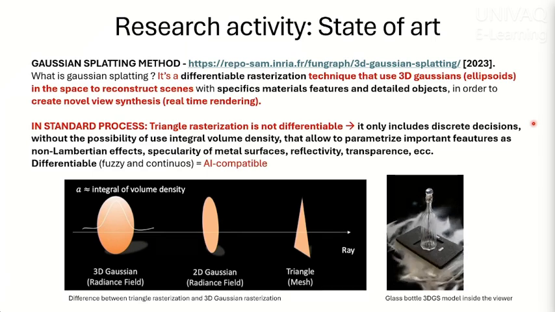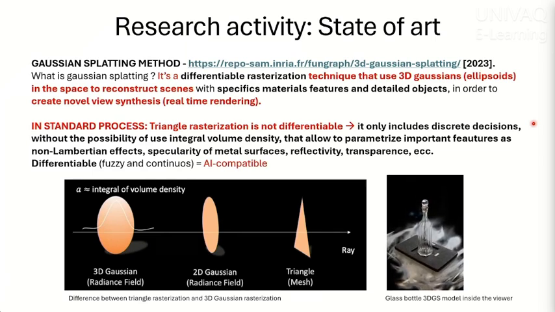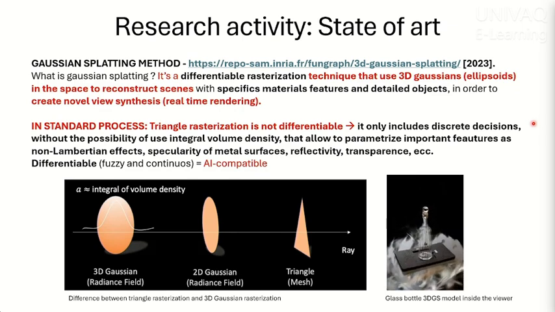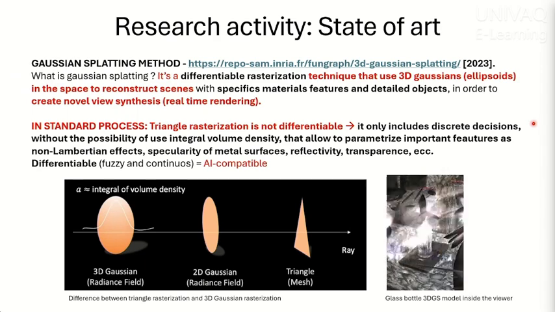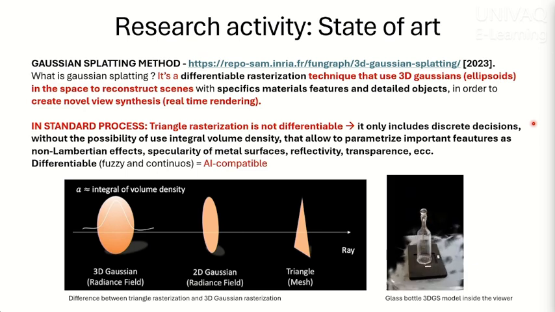It is a differentiable rasterization technique that uses 3D Gaussians, which are ellipsoids in space, to reconstruct scenes in order to create novel view synthesis and real-time rendering. In the standard process, the triangle rasterization is not differentiable. It only includes discrete decisions, without the possibility to use the integral volume density that allows parameterizing important features, as I said before.